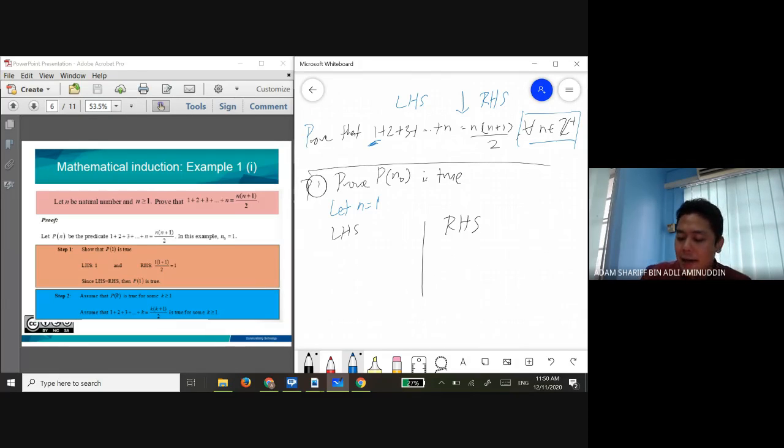For the left hand side, you can get it directly. Left hand side equals to one, because n equals to 1. Nothing, no modification needed here. But for the right hand side, you need to put into the formula to prove that it can yield the same value.